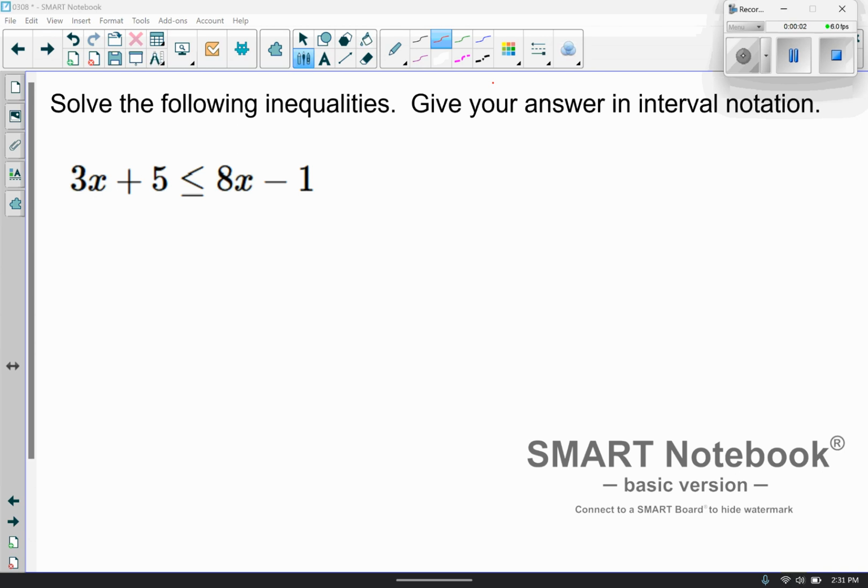Okay, we have some more examples here of solving inequalities. And so here we're just asked to give the interval notation. If you still want to draw a number line, if that kind of helps you, that's fine. But on these examples, we're just going to focus on finding the interval notation.